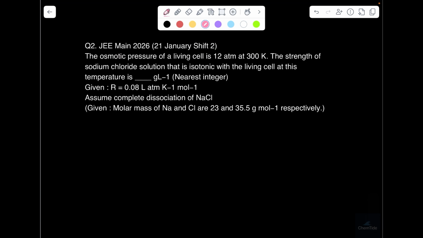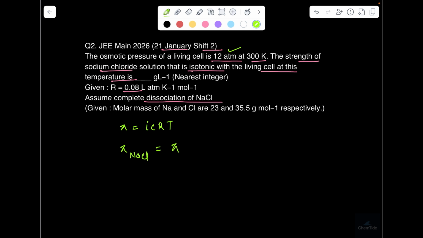Let's move to the second question, that is 21st January shift 2. Osmotic pressure of the living cell is 12 atm at 300 Kelvin. The strength of the sodium chloride solution that is isotonic with the living cell at this temperature is, R is given 0.08. Assume complete dissociation of NaCl. So for osmotic pressure we know that pi is equal to iCRT. The living cell has osmotic pressure 12 and it is isotonic with the NaCl solution. So the osmotic pressure of NaCl and the osmotic pressure of the living cell should be the same at the isotonic point.